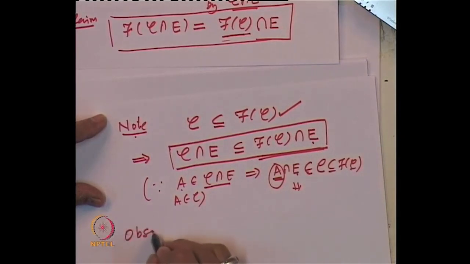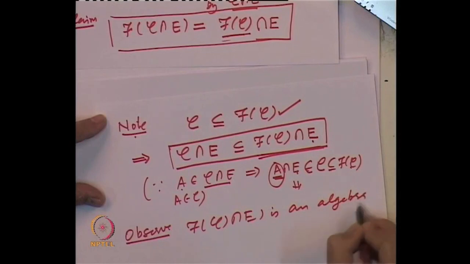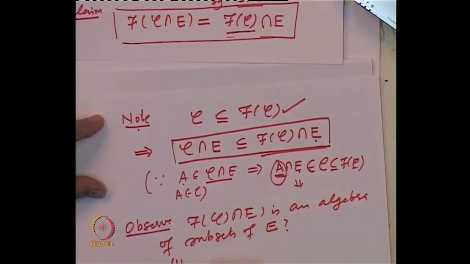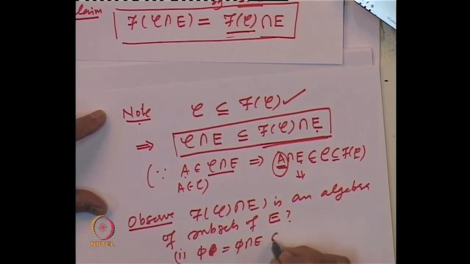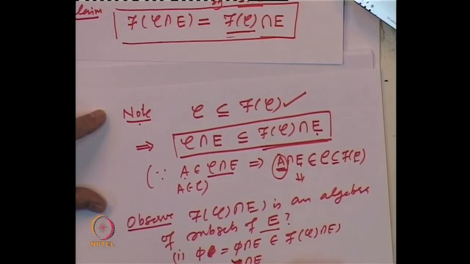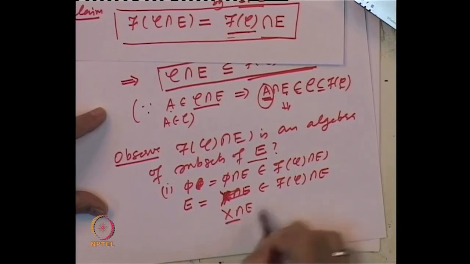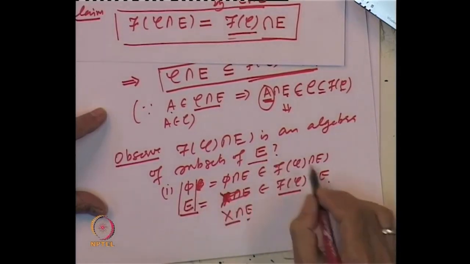And now, let us observe that F of C intersection E is an algebra of subsets of E. Why? Obviously, the empty set belongs to this, because the empty set can be written as empty set intersection E. So, that belongs to F of C intersection E. And second, note this is a collection of subsets of E, so what is the whole space? That is E. So, E is equal to X intersection E, where X is an element of F of C. So, the empty set and the whole space E belong to this collection.